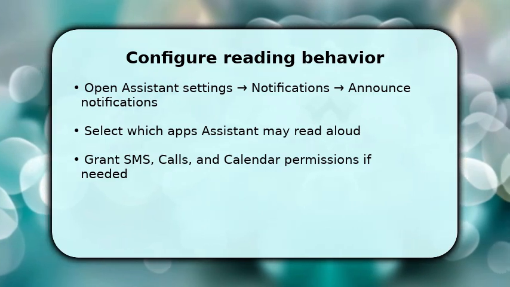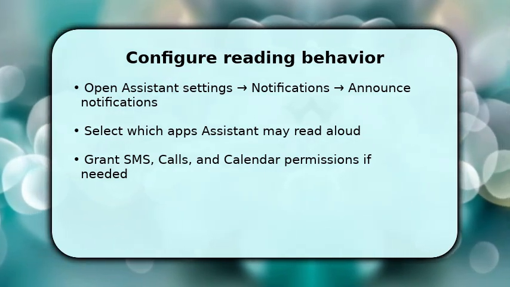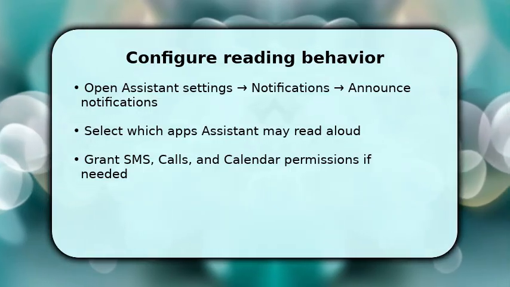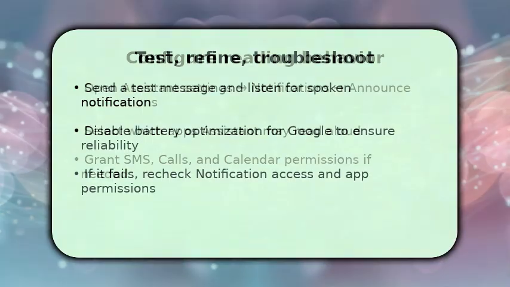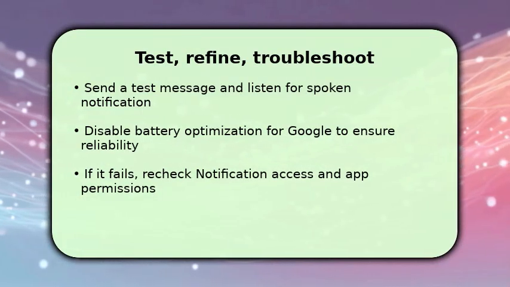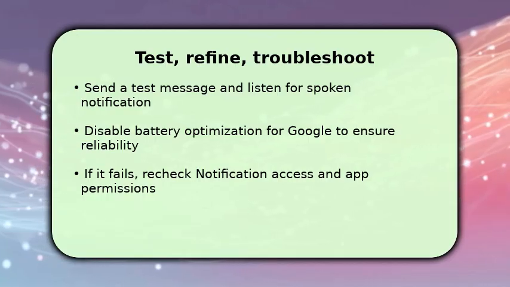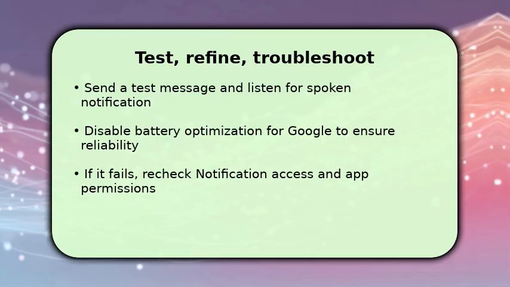Once you've picked apps, set preferred behavior like only when headset connected or always. These options control privacy and interruptions. Finish by testing and fine-tuning. Send yourself a test message or calendar alert and say, "Hey Google, read my notifications" to confirm functionality.